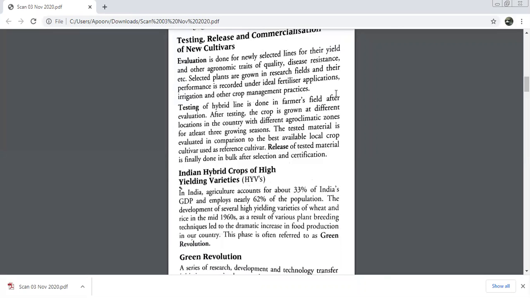Ideal amount of fertilizer, ideal amount of irrigation. Then the same hybrid is planted in a farmer's field. So after testing, the crop is grown in different locations in the country in different climatic conditions.